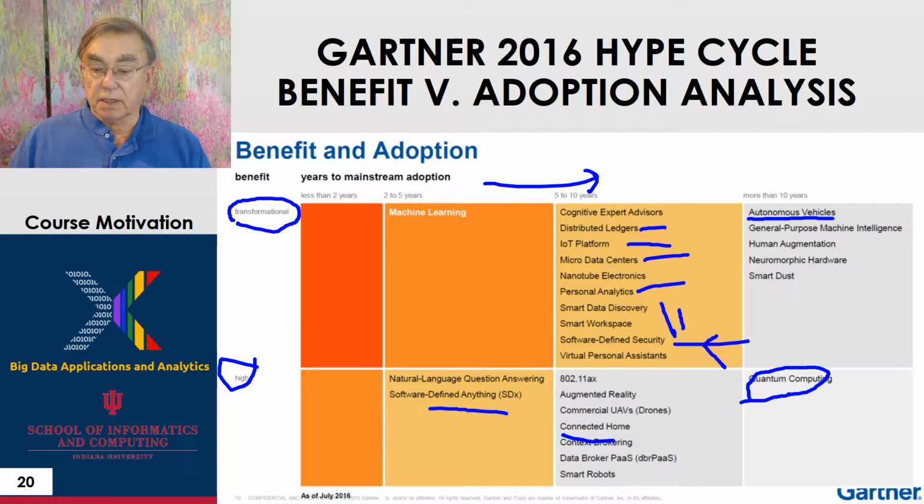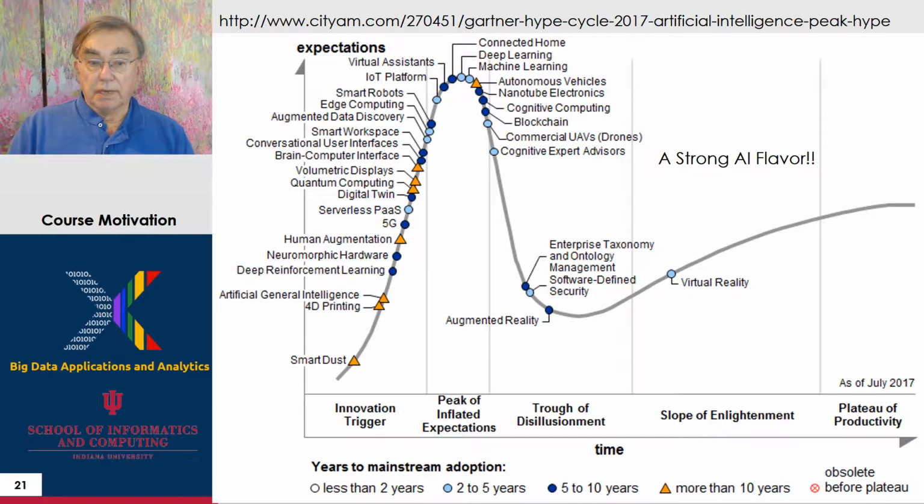Here we have connected home, 5 to 10 years high. Maybe that's because people really haven't adopted. Now, I would again put drones as transformational. If you can really get drones to work, that would be a transformational effect. Smart robots are again transformational, obviously, but they're not here. They're just high. Here we have 2017. Here we have AR and VR in roughly the spot they used to be, as is enterprise ontology.